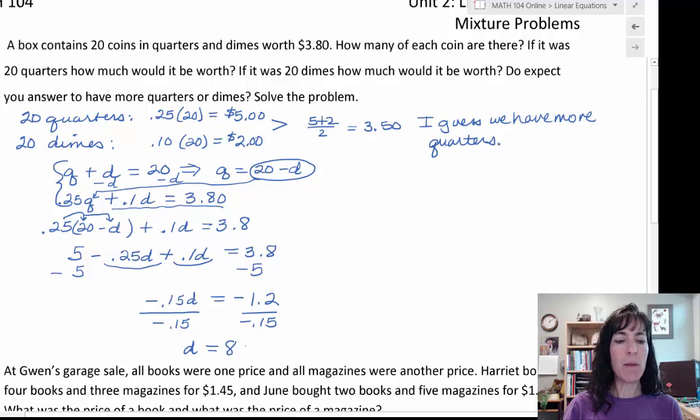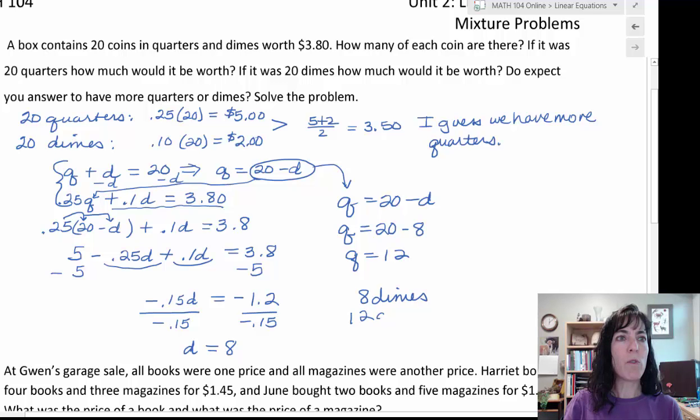If I have 8 dimes, how many quarters do I have? Well, remember we decided that quarters had to be 20 minus dimes, and that's from right here where we solved it. So quarters equals 20 minus 8. So quarters equals 12. So I have 8 dimes, 12 quarters, for a total of 20 coins.